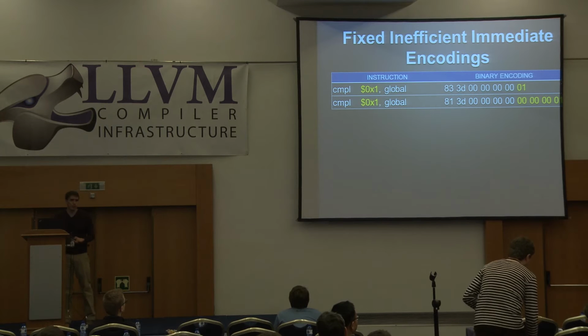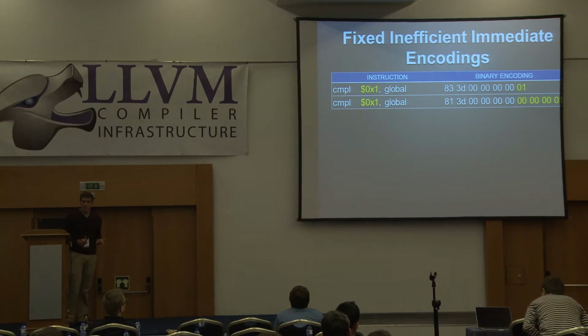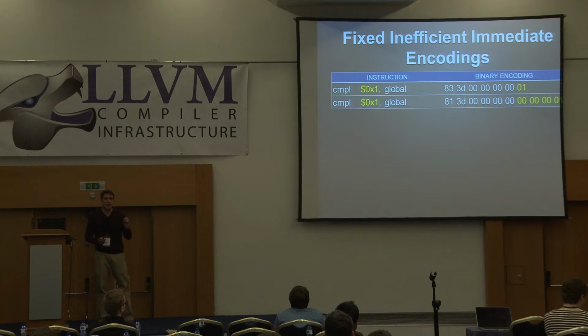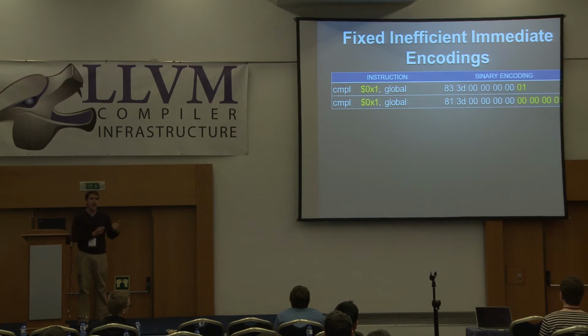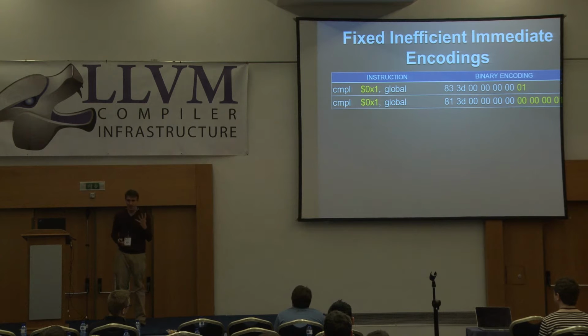We'll start with a very simple one. In the x86 architecture, if you want to compare an immediate value, a small immediate value with memory in one instruction, you have two choices. You can use the 83 opcode family instruction, which encodes the immediate in 1 byte, or you can use the 81 opcode family of instruction that encodes the immediate in 4 bytes.